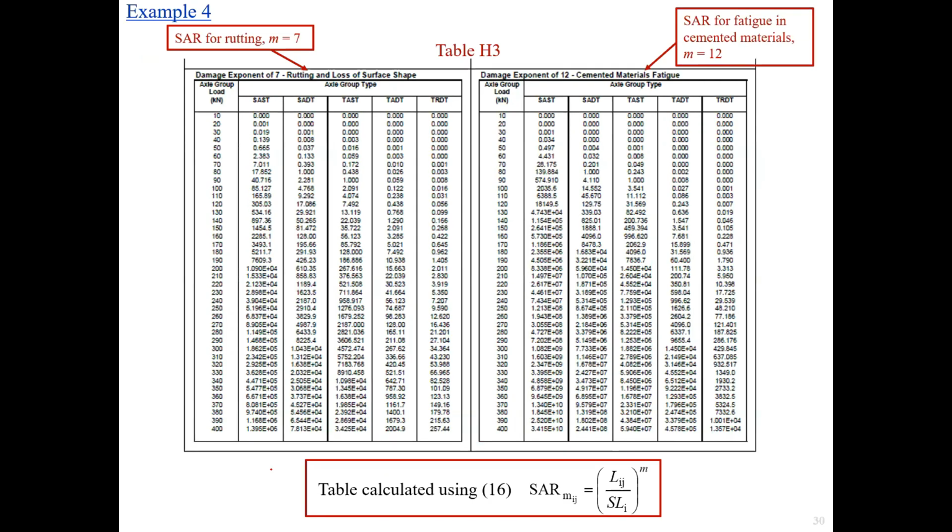Similarly, the SAR for rutting and loss of surface shape is M equals 7, while SAR for fatigue of cemented materials is M equals 12. We are able to calculate the corresponding SAR as well, and they are summarized in those tables.